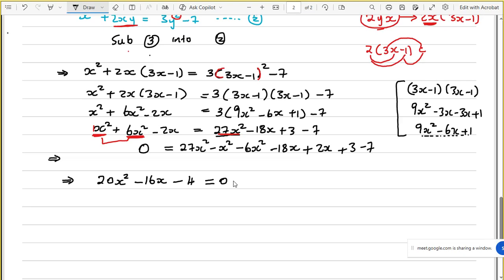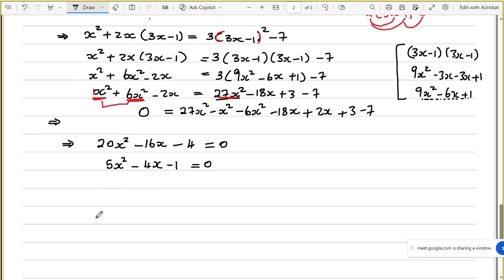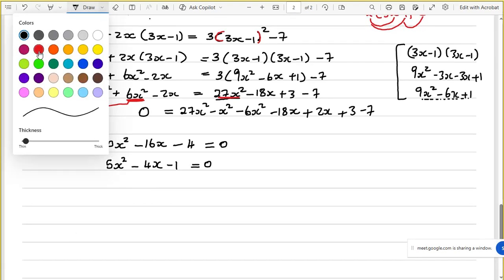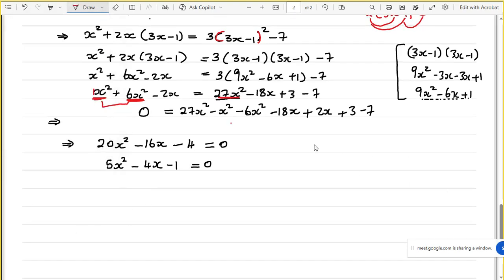So now, can we divide everything by that 4? Yes, we can divide everything by 4. This will give us 5x squared minus 16 divided by 4, that's 4x, minus 1, it's equal to 0. Then it's easy for you to factorize something like this. Remember, if you don't know how to factorize, use that method. Write this on the paper.